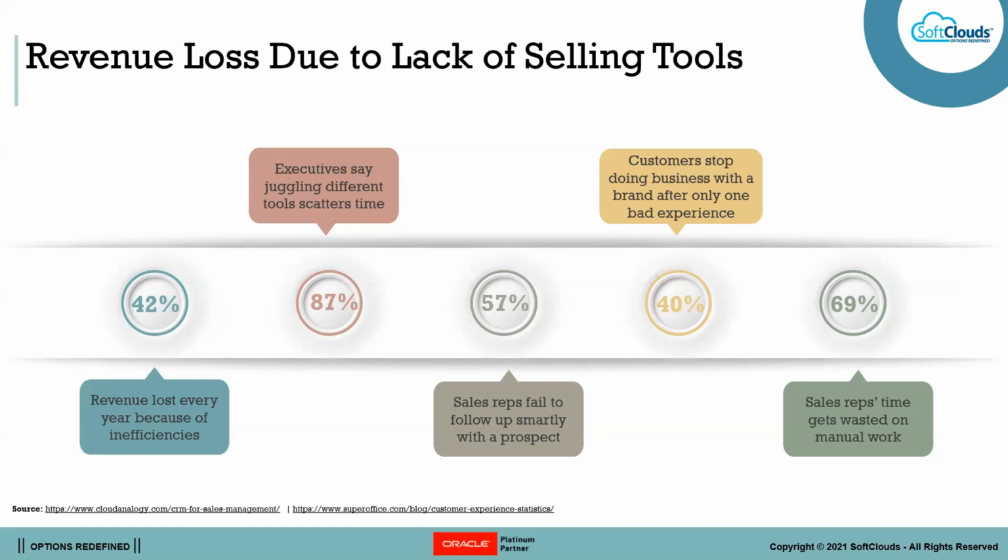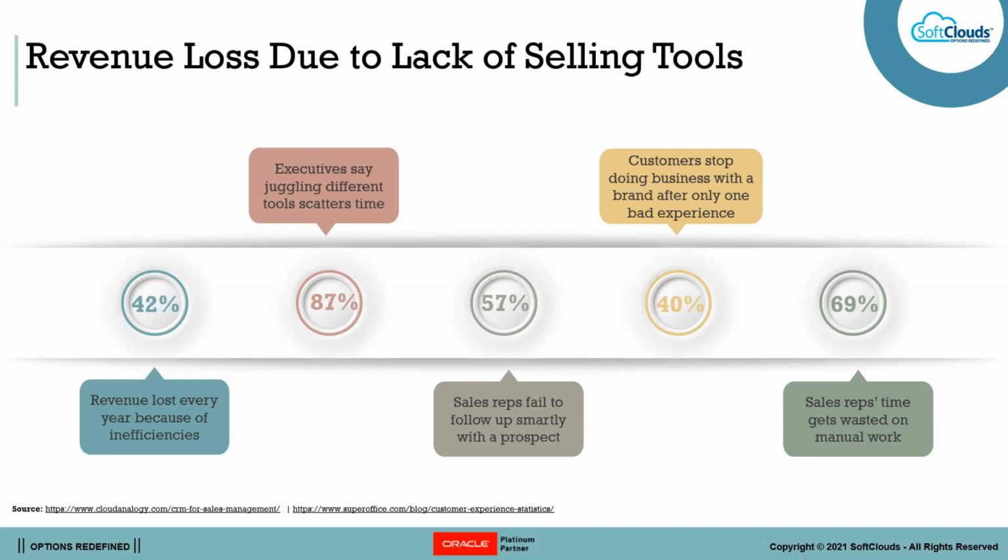And if different tools are being used in the quoting process, for example, executives say that juggling these different tools is obviously a waste of time. You can see that 87% of executives feel that juggling these different tools wastes time, and 69% of sales reps' time gets wasted on manual work. And this could be anything from manual processes, using spreadsheets, just finding all of the different components that are necessary to create quotes and provide proposals.